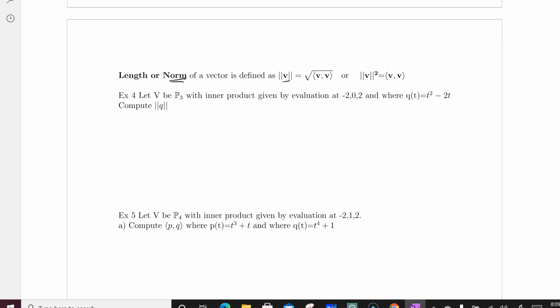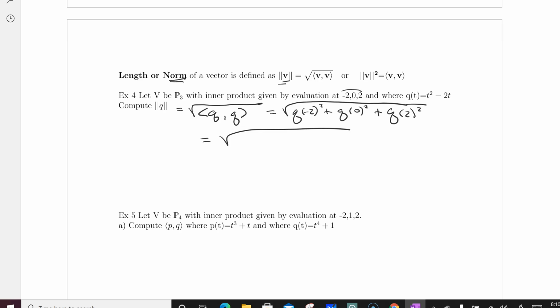All right, so how do we find the length of the inner product, or the norm of the vector? The norm of the vector is going to be the square root of the inner product with itself. So this is going to be the square root of the inner product of Q with Q. These are the three t values, right? Q at -2 times Q at -2, so I'm squaring it, and Q of 0 times Q of 0 plus Q of 2 times Q of 2.